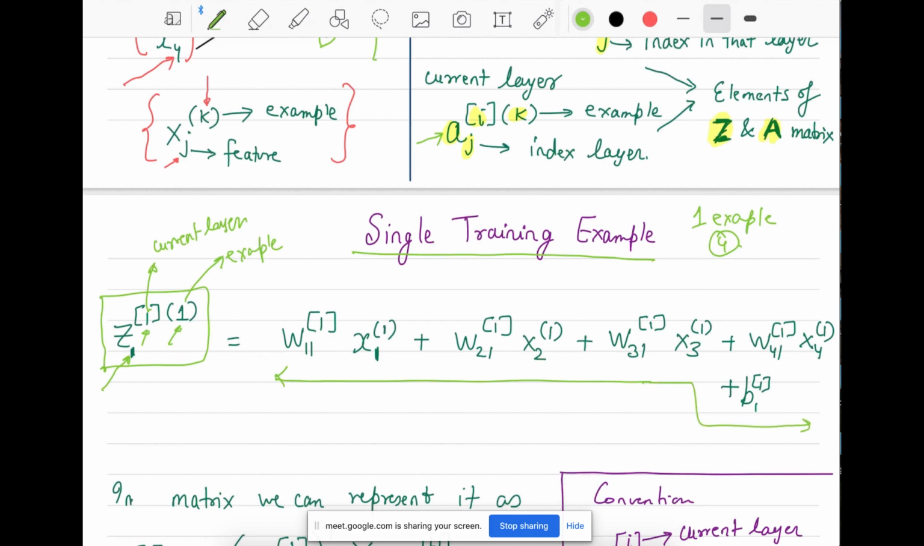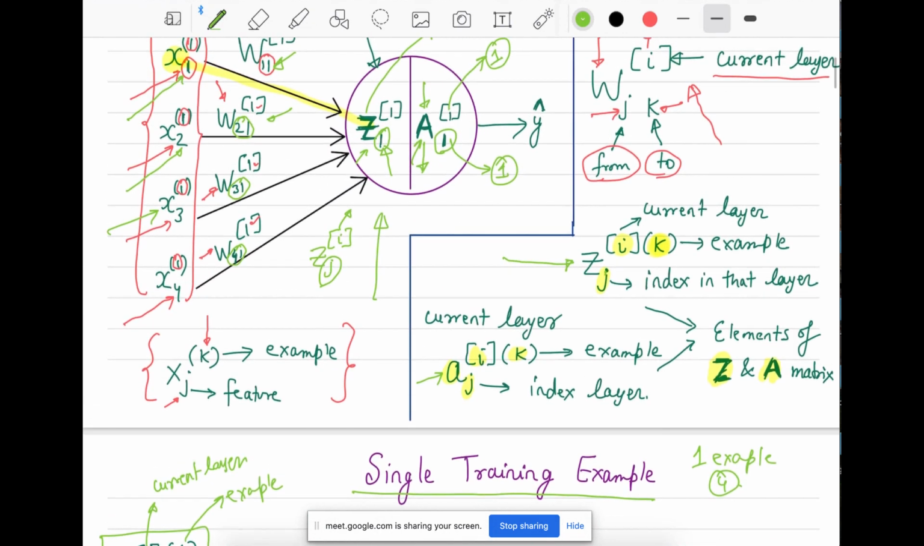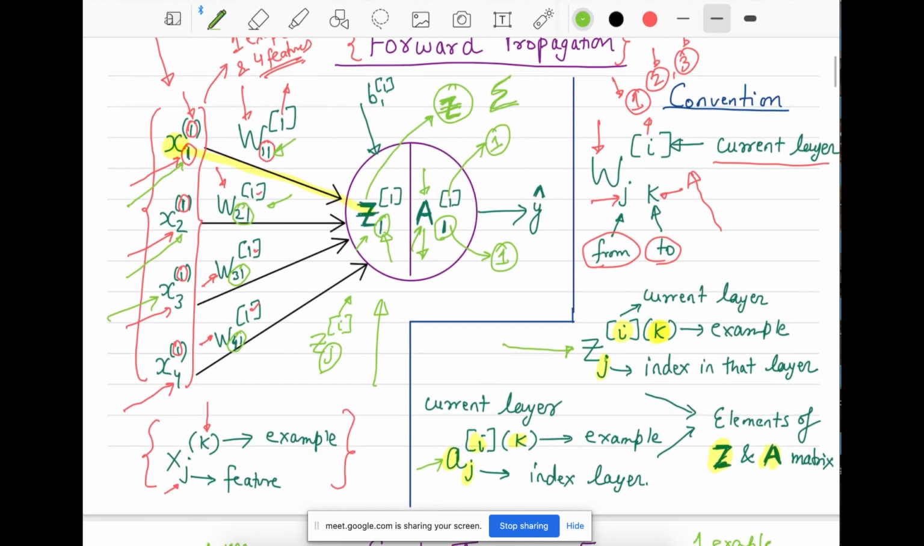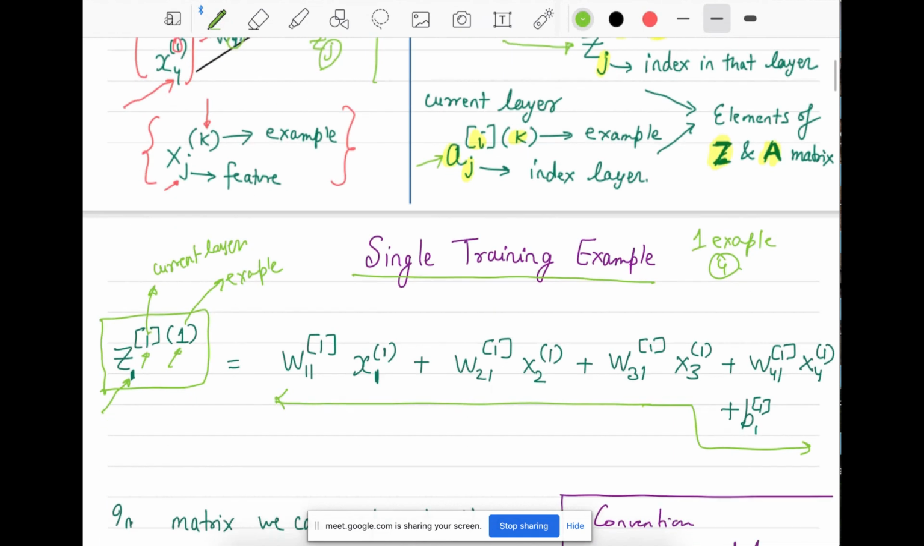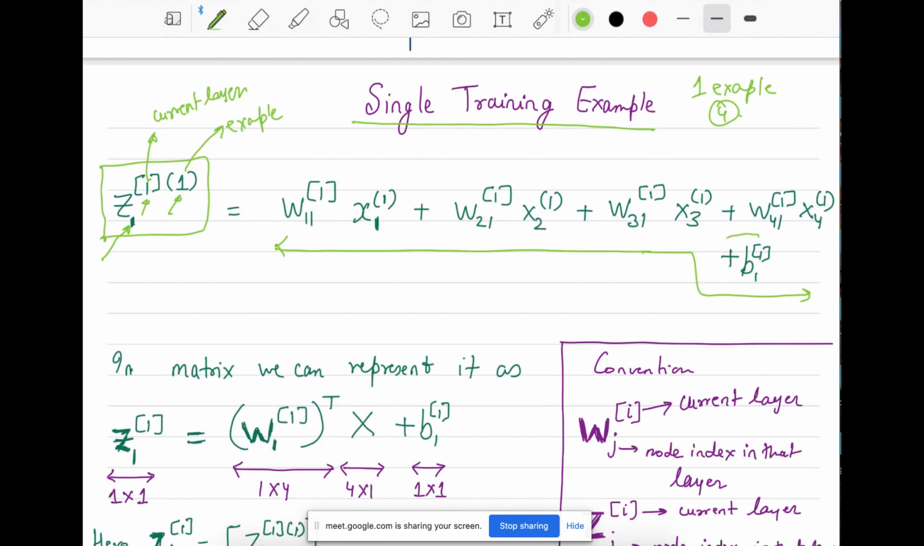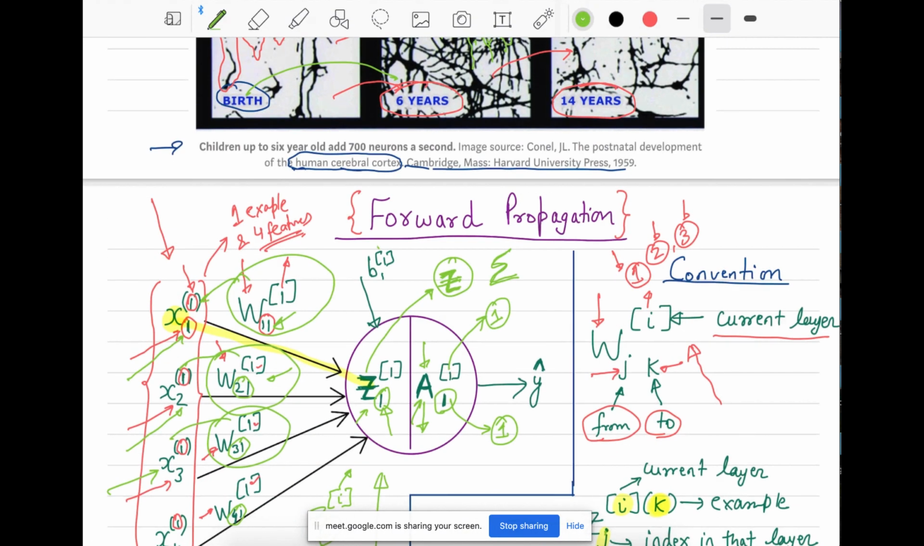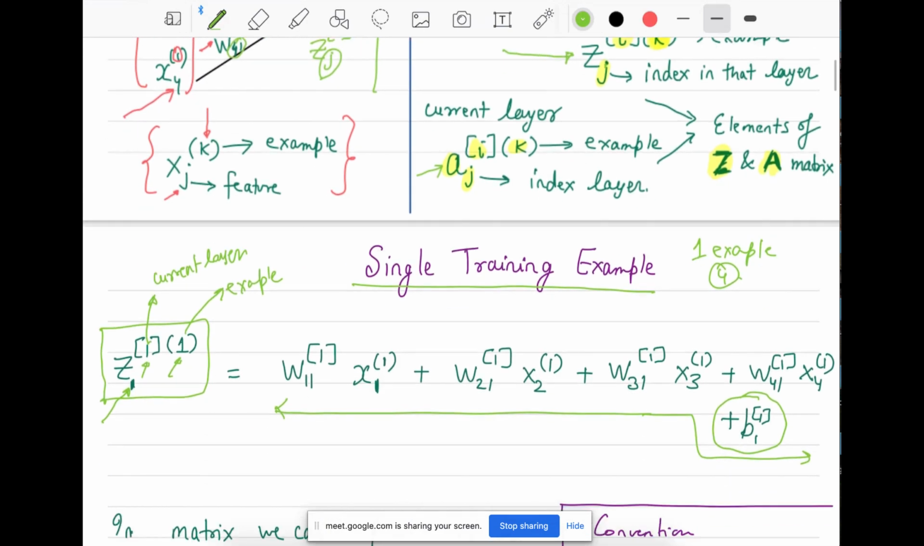So it has W11, X11. This W11 will be multiplied with X11. This W21 will be multiplied with X22. W31 will be multiplied with X33, and like this you will sum it together, and you will add a bias also here, B11. This I forgot here. This is the bias. This bias B11 also follows the same convention as in the case of Z and A. So I am adding this here.